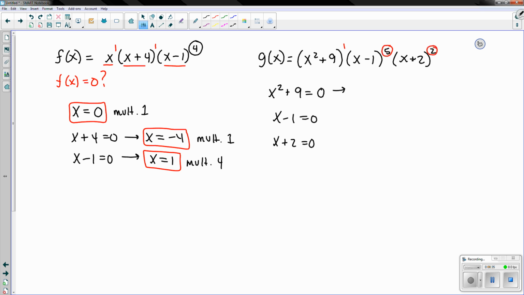Now this first one is a quadratic equation that I have to solve. There's no middle term, so I can use the square root property.